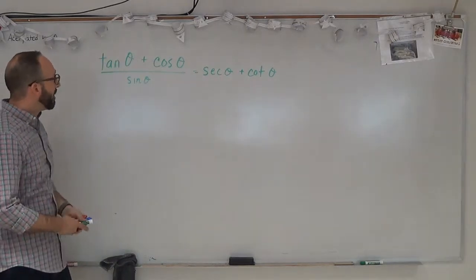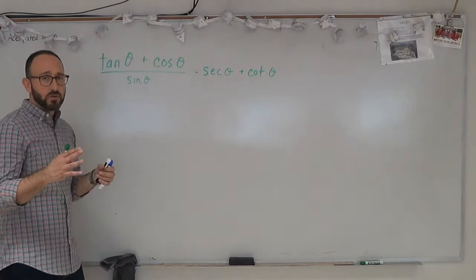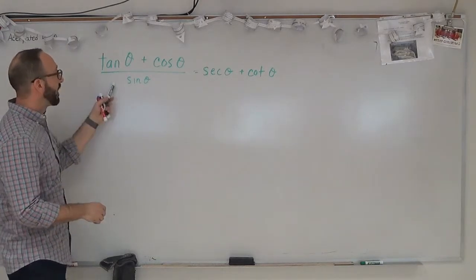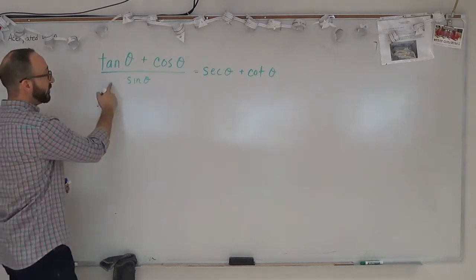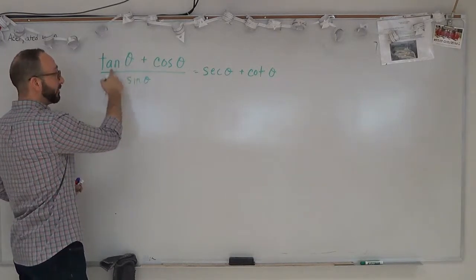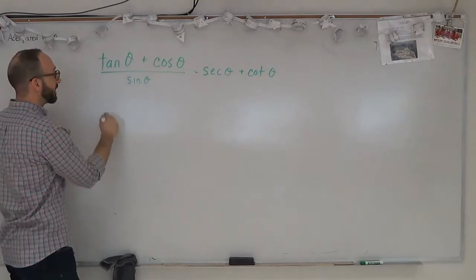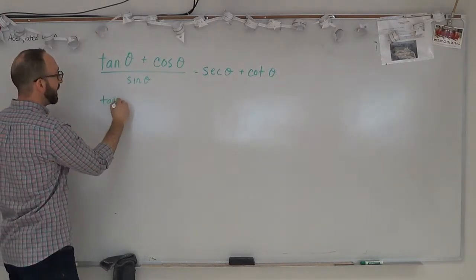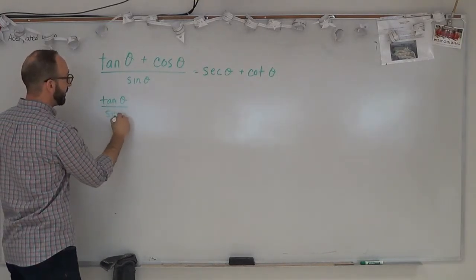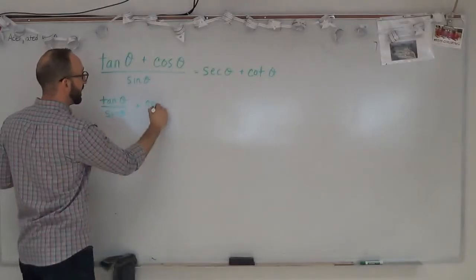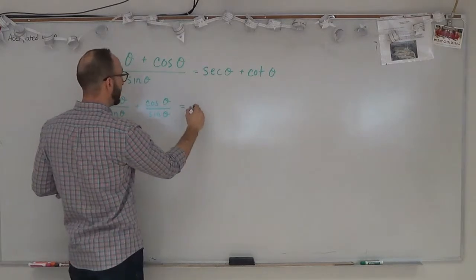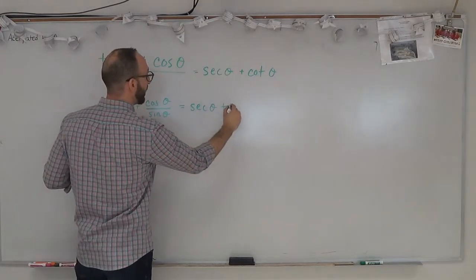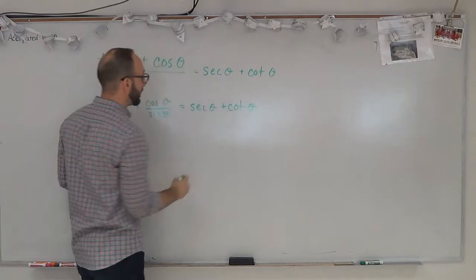So one of the techniques that you might try when you're trying to verify an identity, especially one that contains a fraction, is to break up this fraction into a sum of two fractions. So that would look like this: tan theta over sine theta plus cosine theta over sine theta. And again, that's going to equal secant theta plus cotan theta. That's what we're trying to show.